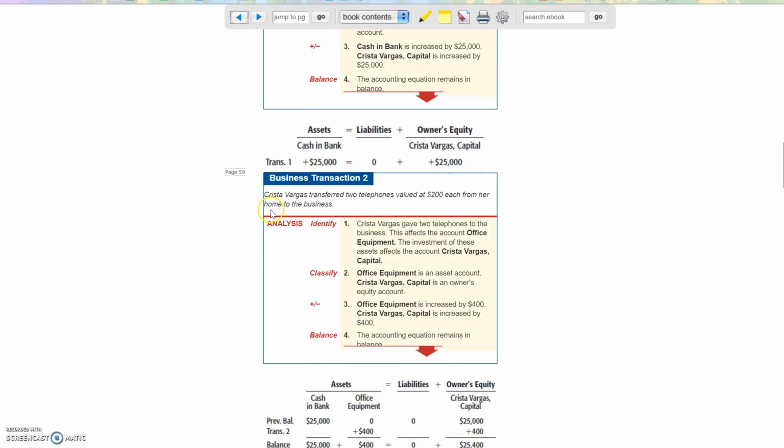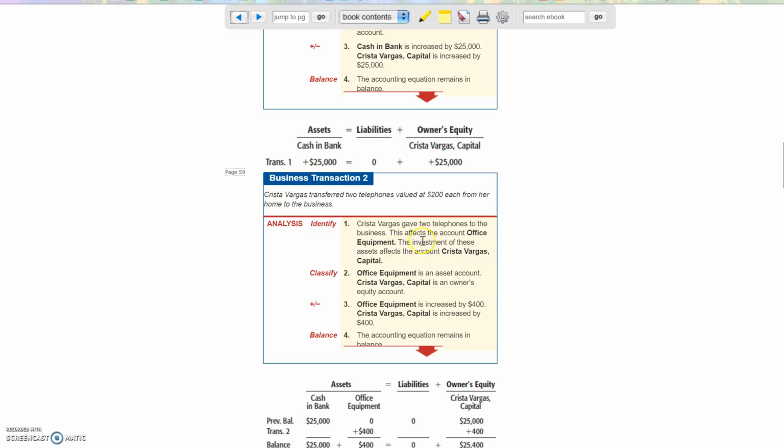The second transaction here is Krista Vargas transferred 2 telephones valued at $200 each from her home to the business. These two could actually be combined together, but for simplicity, we're separating them. It's very common for owners to take some things from their home that they don't need anymore or don't use, and they transfer them to the business, but keeping in mind the business entity and keeping them separate.